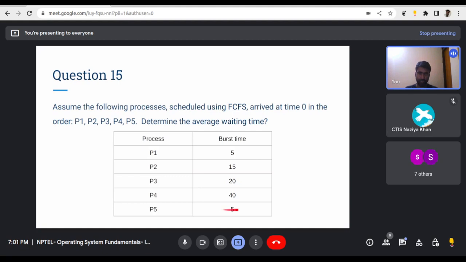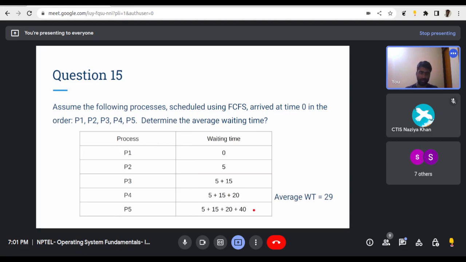Now the process P5 will get the CPU after 40 more clock ticks, so the waiting time for P5 comes out to be 5 plus 15 plus 20 plus 40, which sums up to 80. If you sum all of these, it comes up to 145. Divided by 5, that will give you the average waiting time, which is 29.